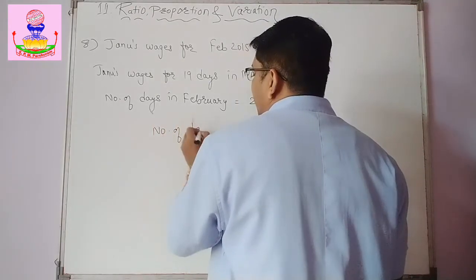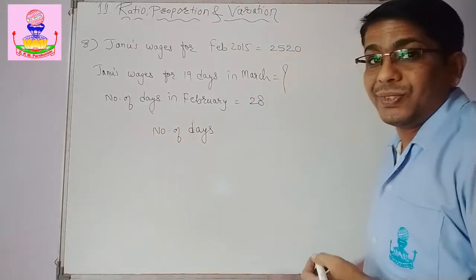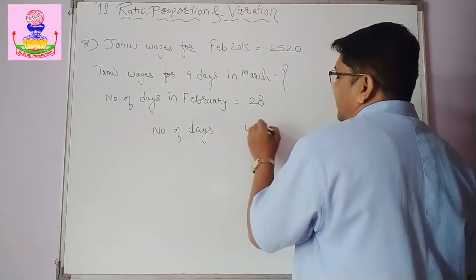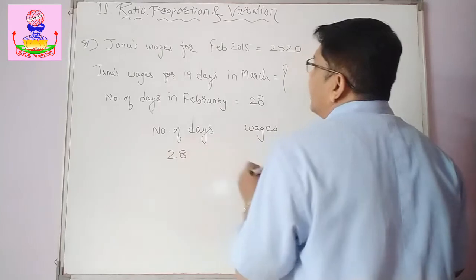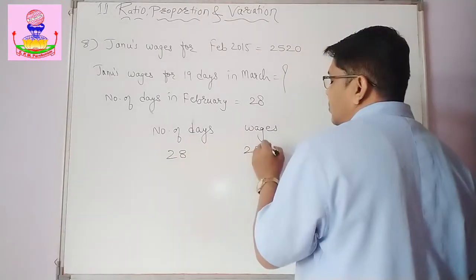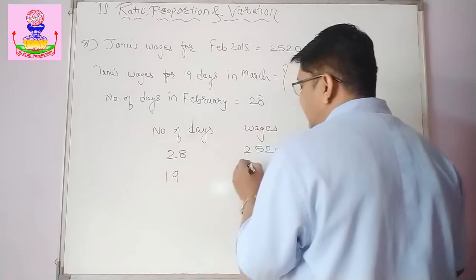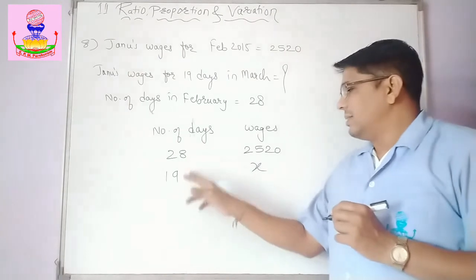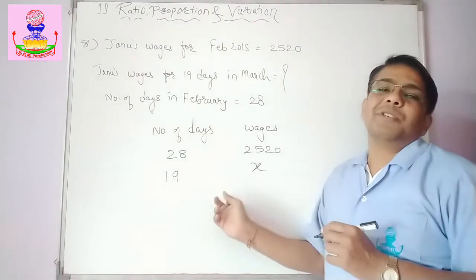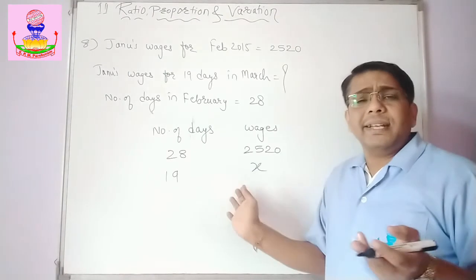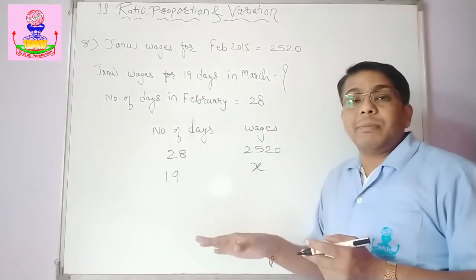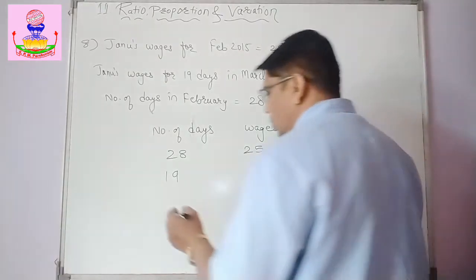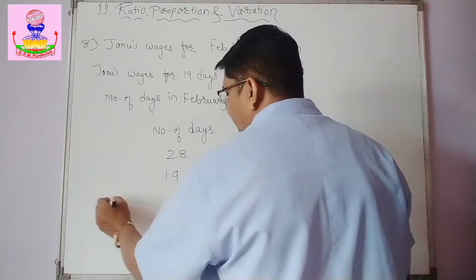See how I put. You can solve by different ways. But here we are dealing with proportion. So, I am going for same way. Number of days and wages. So, for 28 days, he gets rupees 2520. And for 19 days, he gets x. Now what I have said, as the number of days will decrease, number of wages will also decrease, and hence it is in direct variation. And so in direct variation, what is constant? Exactly, ratio is constant.